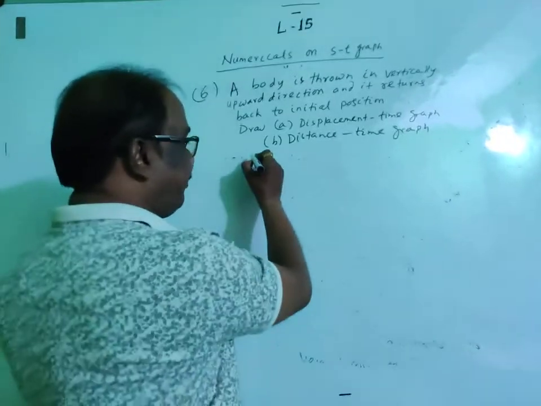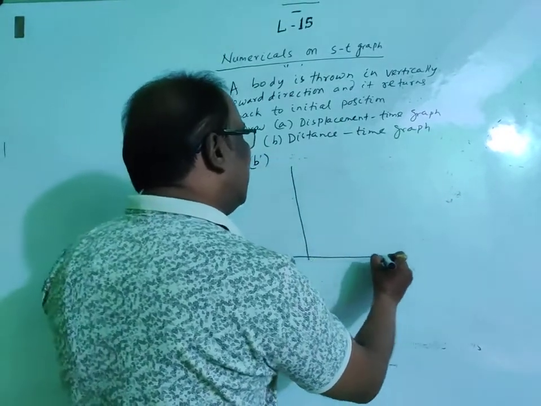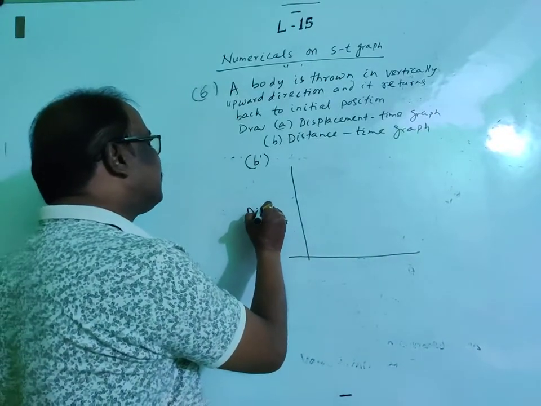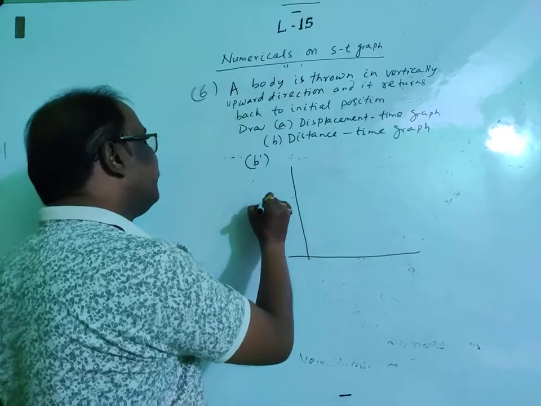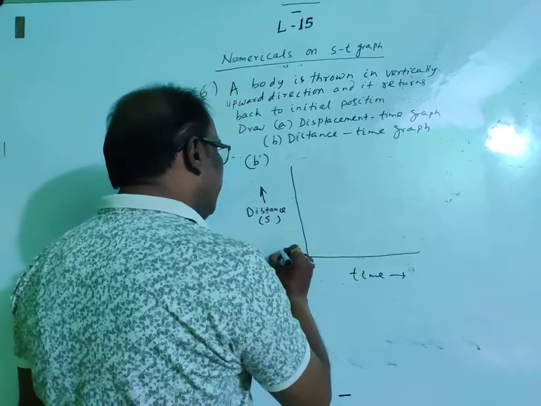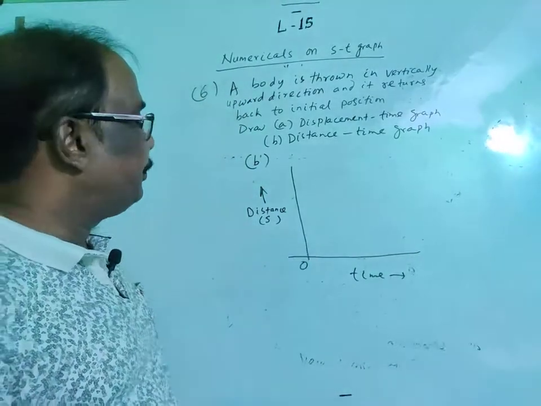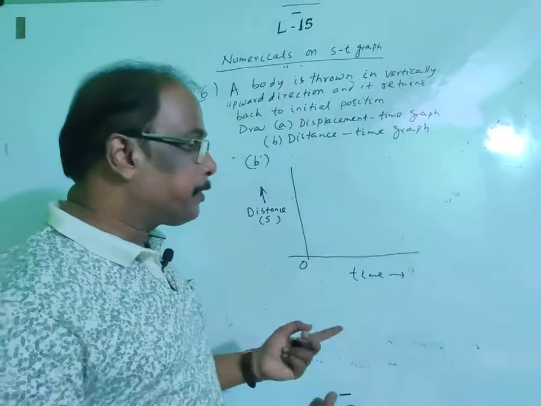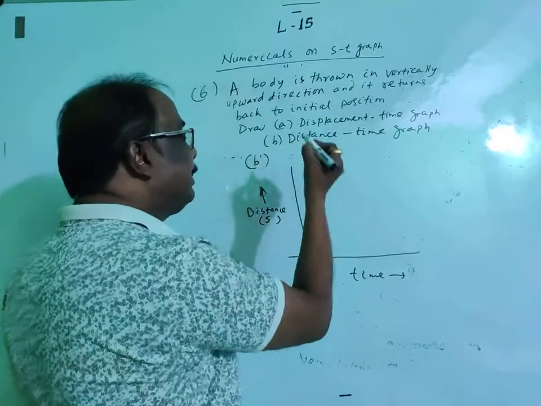Bit B, distance time graph. Very easy, you just see. As we have discussed, time of ascent is equal to time of descent. Here, position is 0, time is 0, as we have discussed in the previous case, displacement time graph. And here, distance increases.